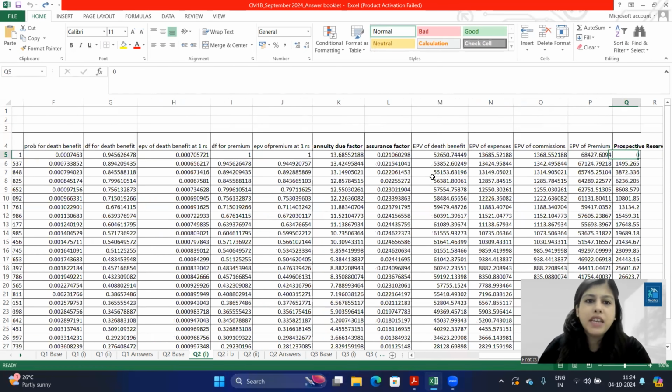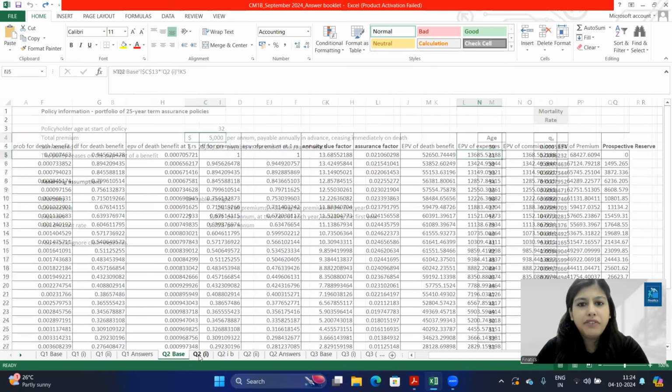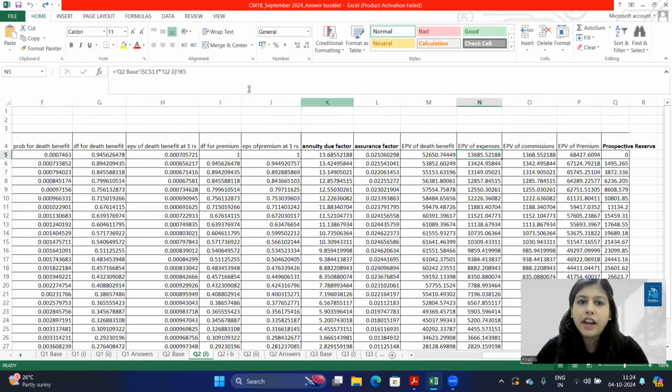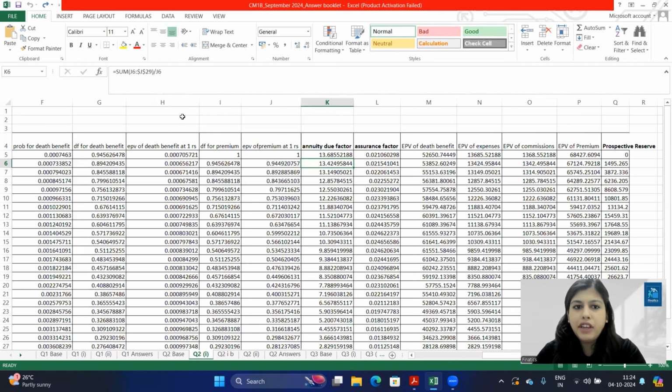EPV of expenses is again 1,000 per annum at the start of each year, including the first. So we do not have renewal and initial expenses separate. So we can just directly multiply all of these by our annuity due factor for each year. We do not have to do anything else because everything moves by 1 every time, and every year is calculated. So you do not need to do a -1 from the annuity due factor as well. And you can just calculate because all the expenses for each year remain the same.